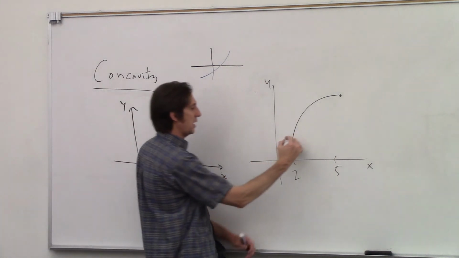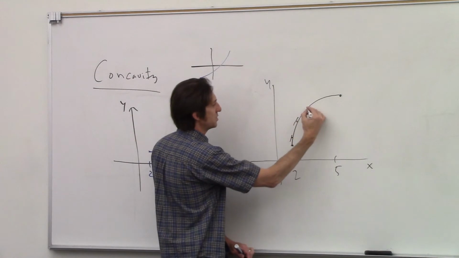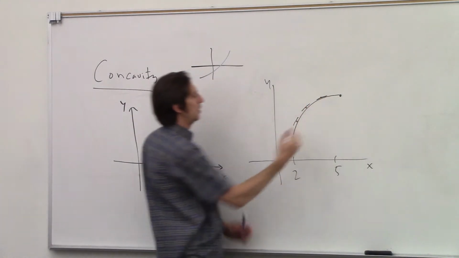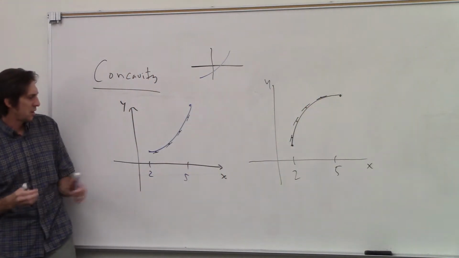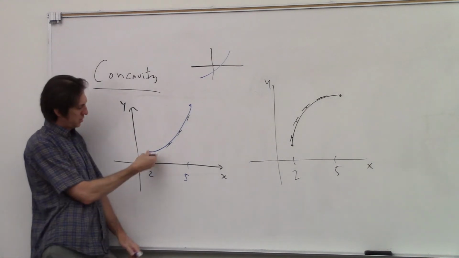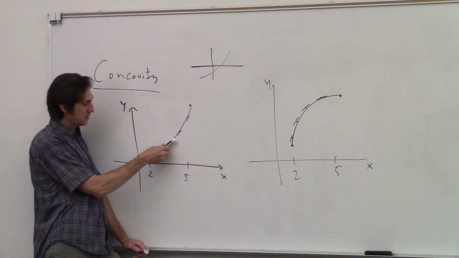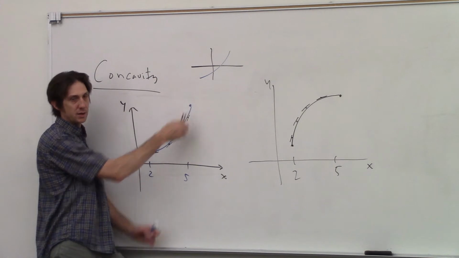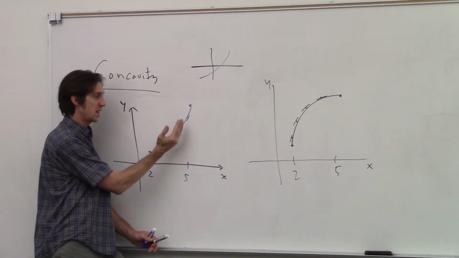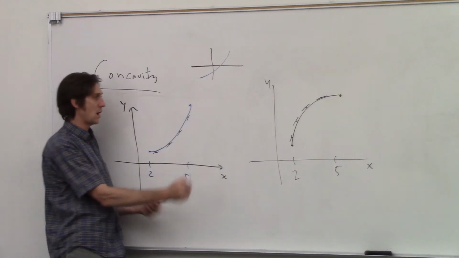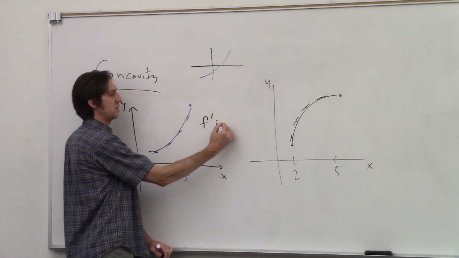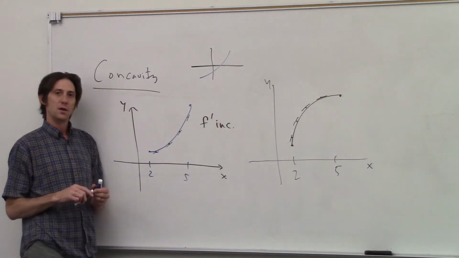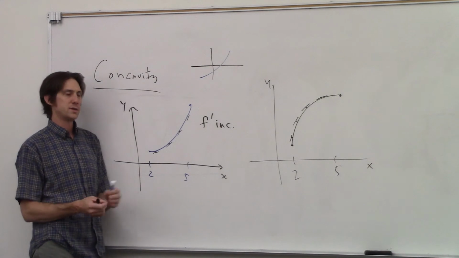Okay, in either case, the slopes of the tangent lines are positive, but what's going on with the tangent lines? In this first picture, yes, my slopes are positive, but they seem to be getting more positive. In other words, the function is getting steeper as I go from left to right. And so here f prime is increasing. Right? The derivative is increasing.